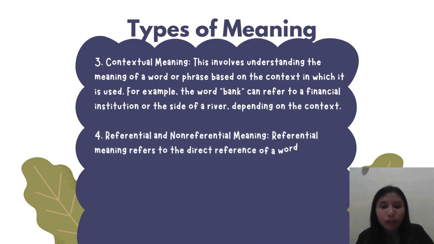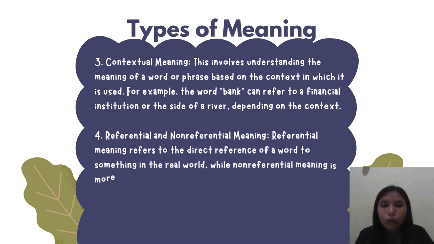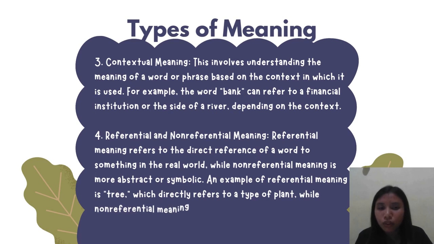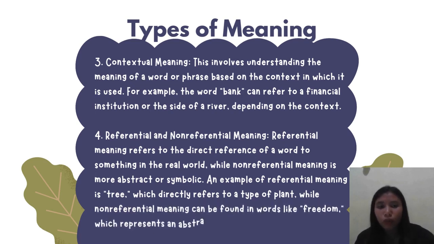And then the next is referential and non-referential meaning. Referential meaning refers to the direct reference of a word to something in the real world, while non-referential meaning is more abstract and symbolic. An example of referential meaning is tree, which directly refers to a type of plant, while non-referential meaning can be found in a word like freedom, which represents an abstract concept.